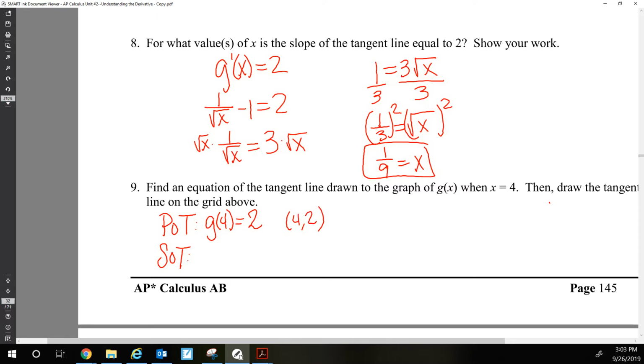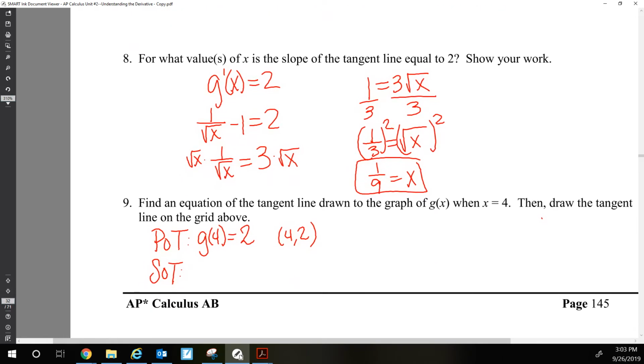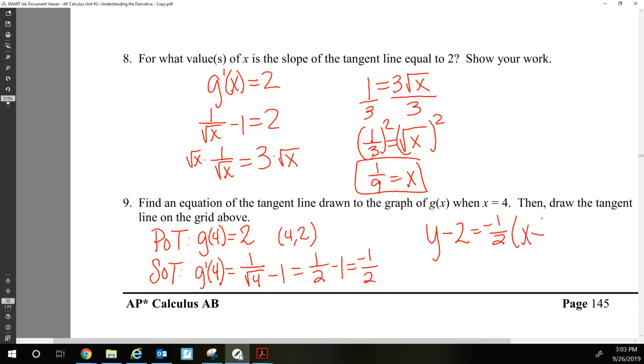And then what is the slope of the tangent line at 4? I don't think we found that anywhere. So g prime, the slope of the tangent line at 4, is 1 over the square root of 4 minus 1. Just using my derivative that we found earlier. So this is 1/2 minus 1, which would be minus 1/2. So I got y minus 2 is equal to negative 1/2 times x minus 4. You guys have got to be able to write a tangent line really fast, just like we're doing right now.